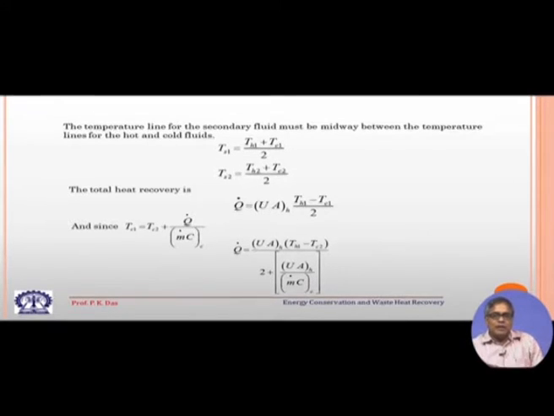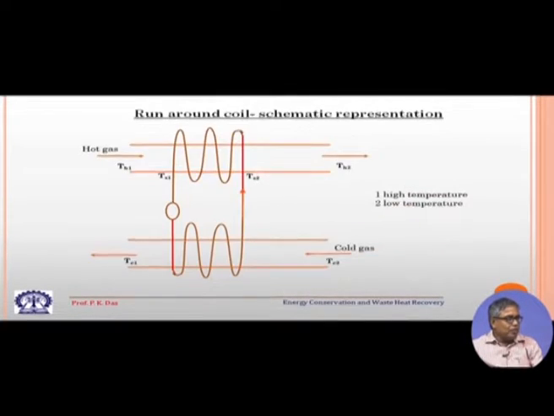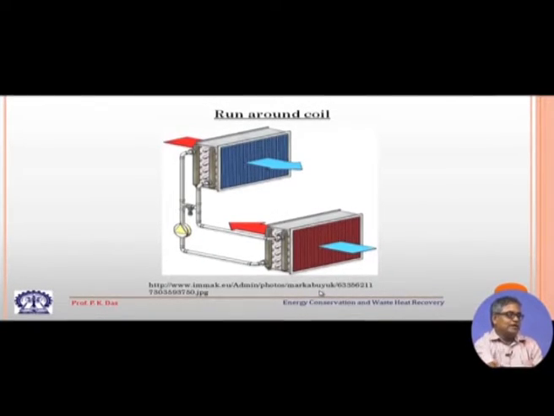Runaround coils are very extensively used for air conditioning applications. If we go back to the figure which I showed at the beginning, this could be the air which is coming out of a room. Let us say we have an application in a winter situation in a cold country, and room heating is there, but the room air is to be expelled from the room to the atmosphere.